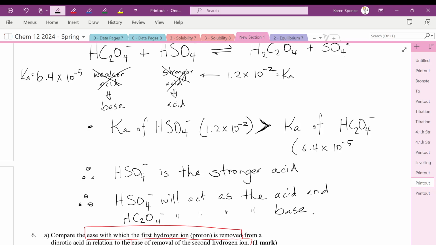Okay, we're going to work on writing answers clearly and coherently, in point form, because that way, like I said, you're less likely to get words in the way of your answer. So we have 3 points here. 1, 2, 3. Ka of this one's bigger than that one. Therefore, this one is the stronger acid. Therefore, the stronger one acts as the acid and the weaker one acts as the base. Done. Boom. So that's part B.